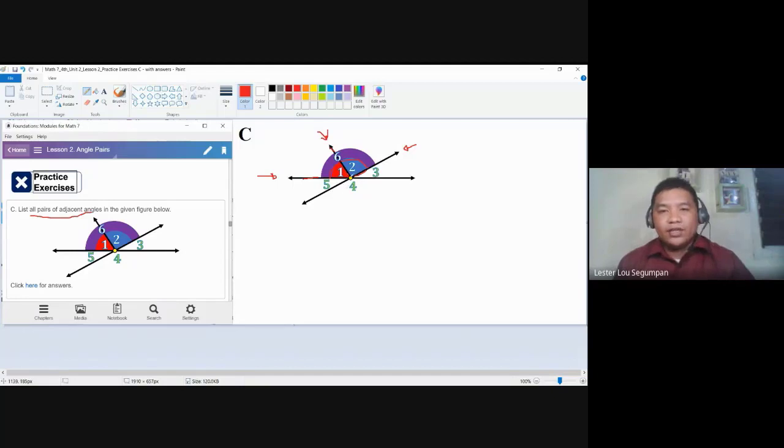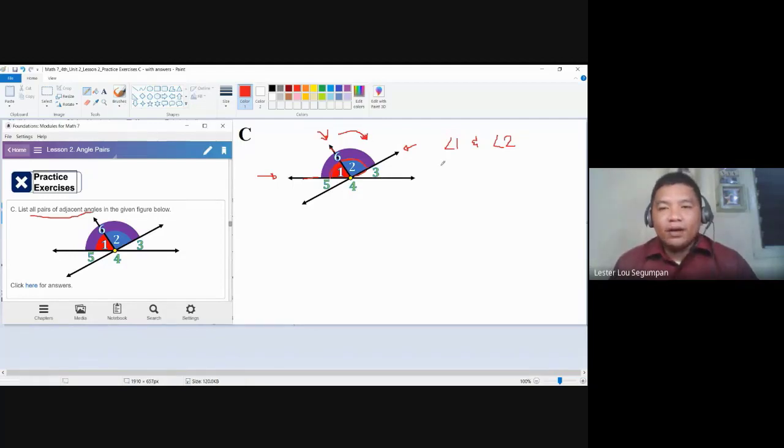In the third condition, angle 1 is only here. It did not overlap angle 2, nor did angle 2 overlap angle 1. They are two independent angles, non-overlapping one another. That would mean the third condition is also met. So the first pair of adjacent angles here are angle 1 and angle 2. Okay? Let us proceed counterclockwise and see other pairs of adjacent angles.